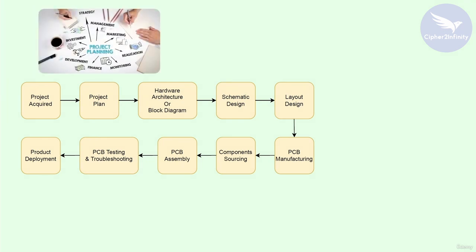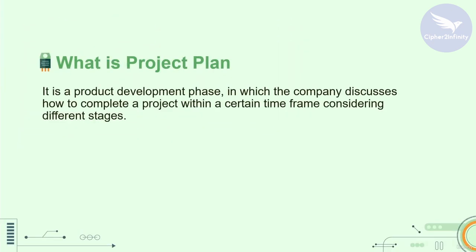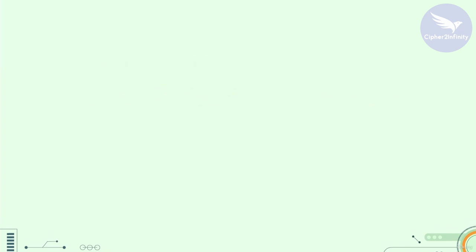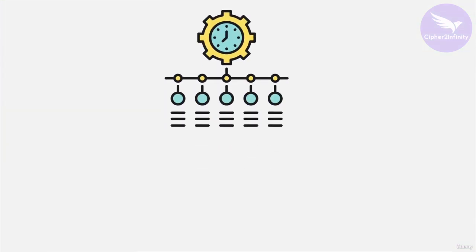After that, the next phase is project plan. Now what is project plan? See, project plan is basically a phase in which the company discusses how to complete a project within a certain time frame, considering different stages. For example, if you see here there are multiple stages, right? And considering all these stages, we prepare a project plan. Okay, so in this phase, we allot or dedicate a suitable time frame to each specific stage. Okay, in short, we create a timeline for the entire project.